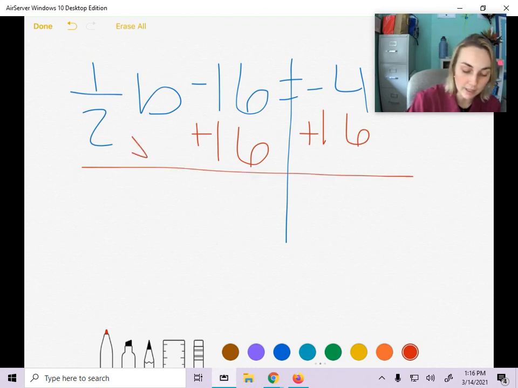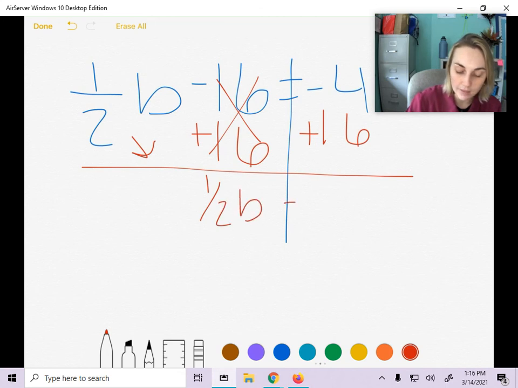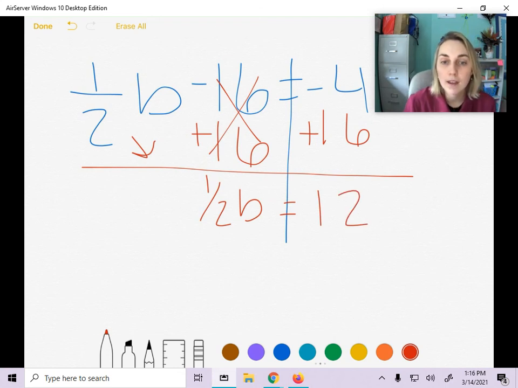I'm going to go ahead and bring this down because these cancel out. 1/2 b is equal to -4 plus 16. Well, that is going to leave me with 12. So there's a couple of ways you can solve this problem. You can divide both sides by 1/2, or you can multiply both sides by the reciprocal of 1/2. It's completely up to you.